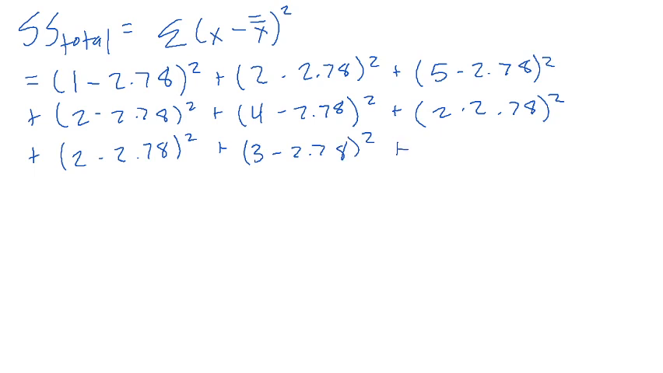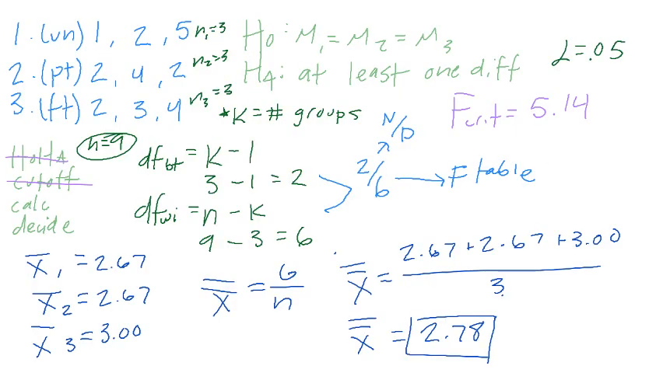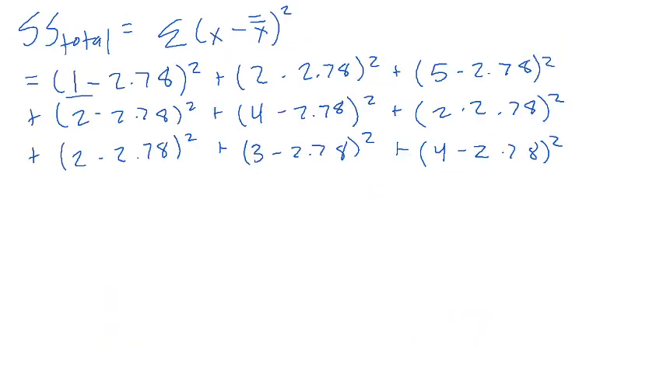So what I'm doing here is I'm taking each of our values and I'm moving in order by group. So if we go back, in group 1, we have scores of 1, 2, and 5. So I took 1, 2, and 5, and I subtracted the grand mean from each, and I started down on a new row for group 2, and then again for group 3.